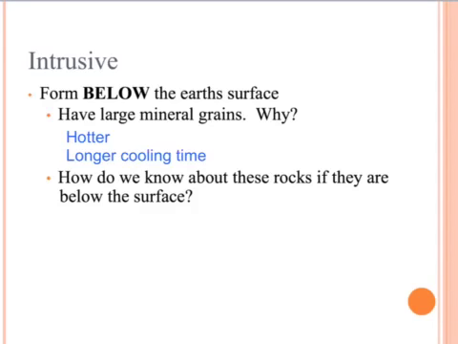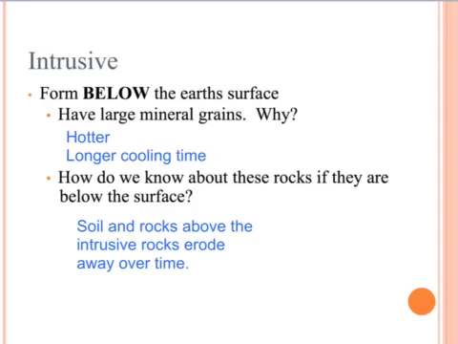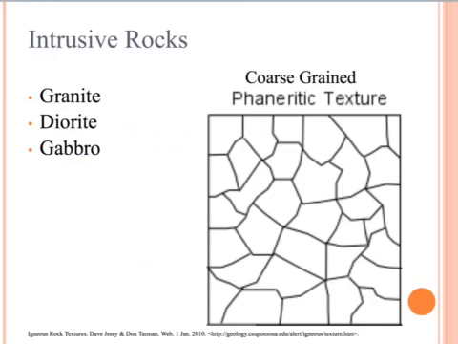My next question is, how do we know about the rocks that are below the Earth's surface, if they're below the Earth's surface? The soil and rocks that are above the intrusive rocks over time will erode away, exposing the intrusive rocks on the surface of the Earth.